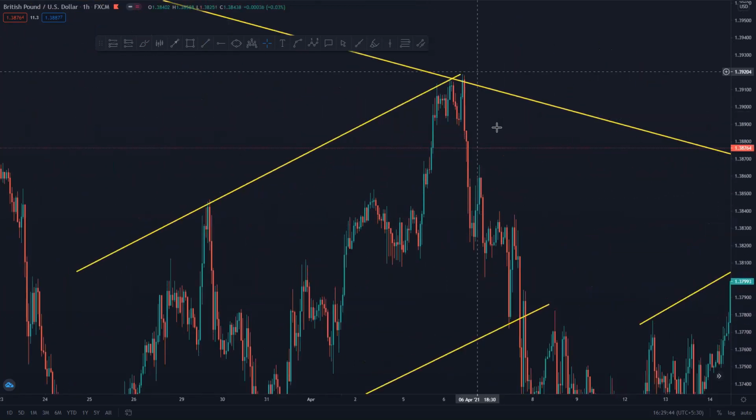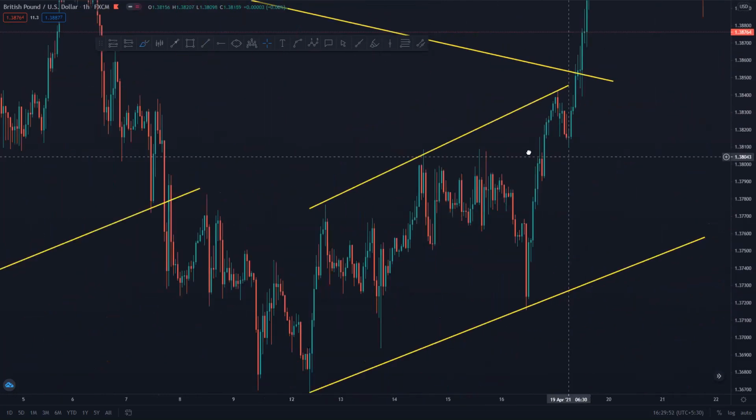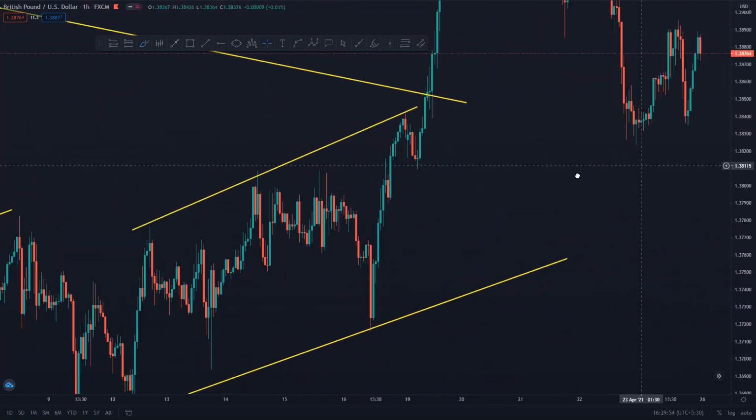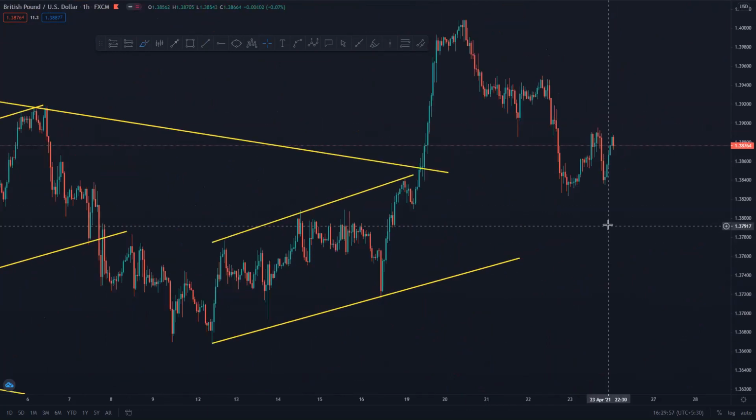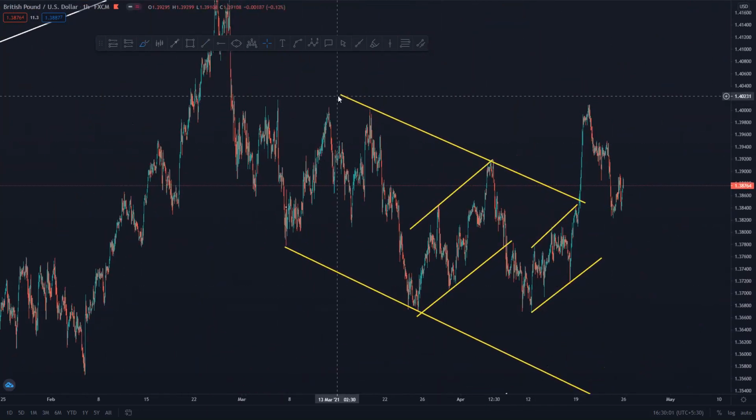I got a correction at that level, a complete correction, and after the correction, I entered. Just like I was waiting at this area also, but I did not get confirmation, so I did not enter. So this is just price action, and we will always have to wait for the confirmation in the market.